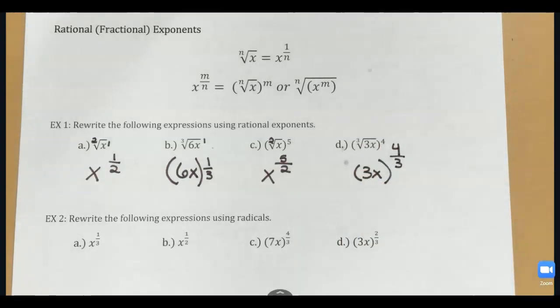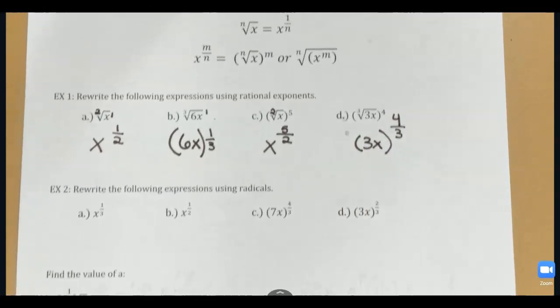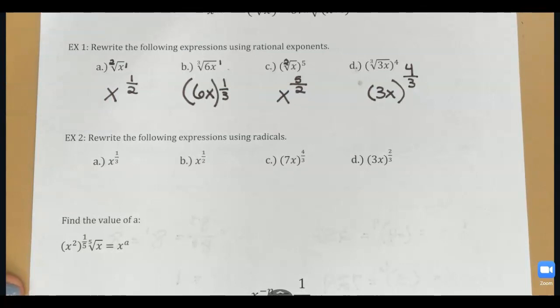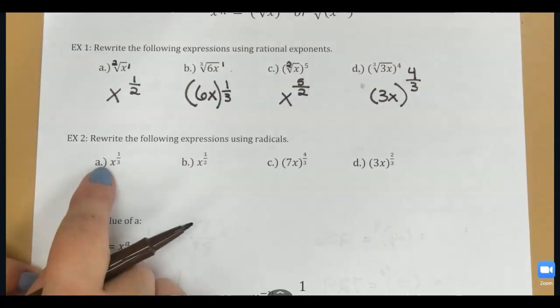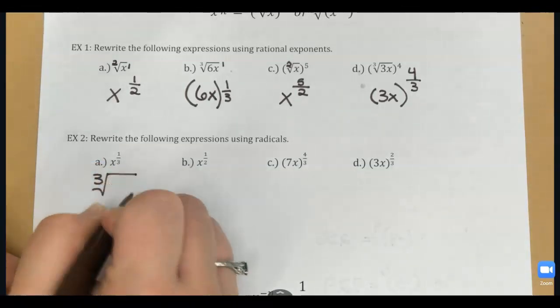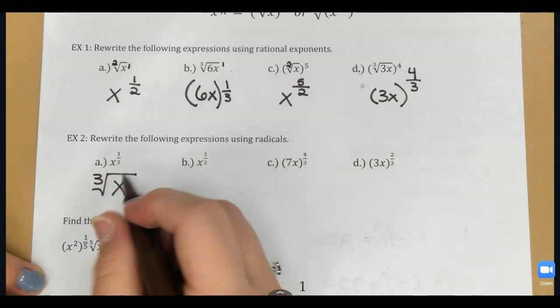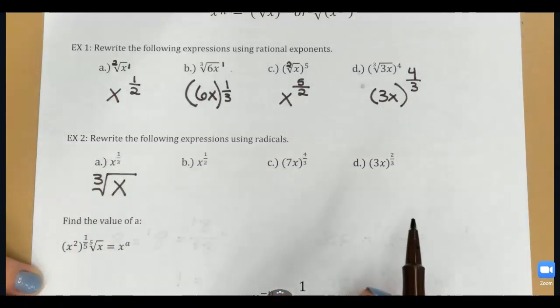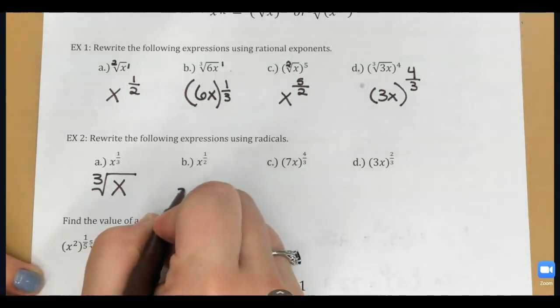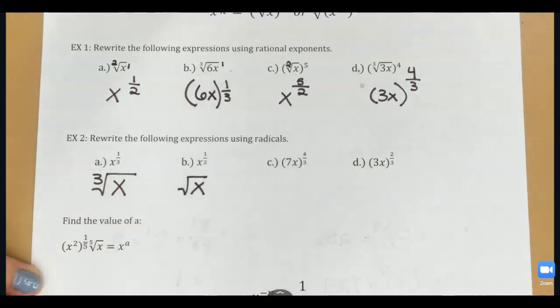Okay, now we're going to practice going the other way around. We are going to rewrite the exponents as radicals. So this first one, x to the 1/3, that is going to be equivalent to the cube root of x. Remember, your denominator tells you the index of your radical. On B, I have x to the 1/2, so that's going to be the square root of x.